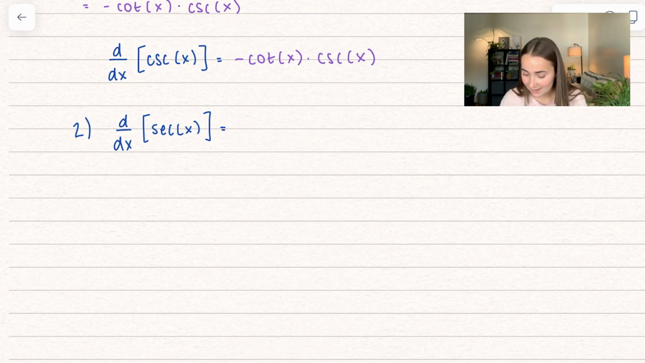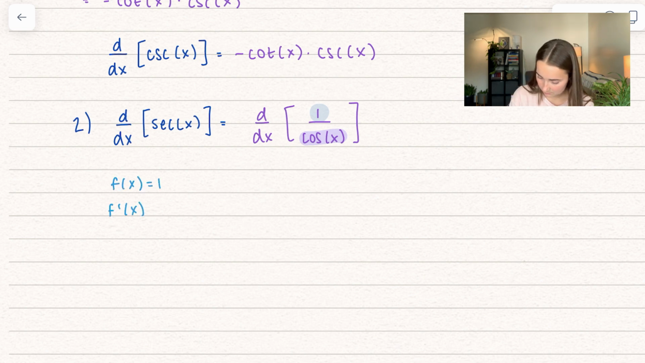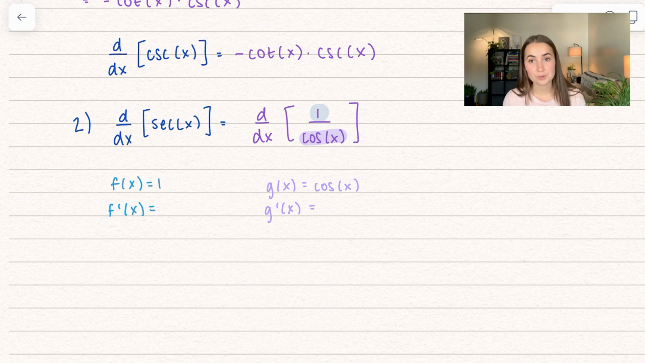We're going to do that exact same process, but now for secant. So I'm again going to rewrite it, and I know this one is 1 over cosine of x. And now I can fill in what my functions are going to be. My numerator is a 1, and my denominator is cosine of x. Okay, so now we need to fill in our derivatives. Again, the derivative of 1 is just 0, and the derivative of cosine is negative sine of x.